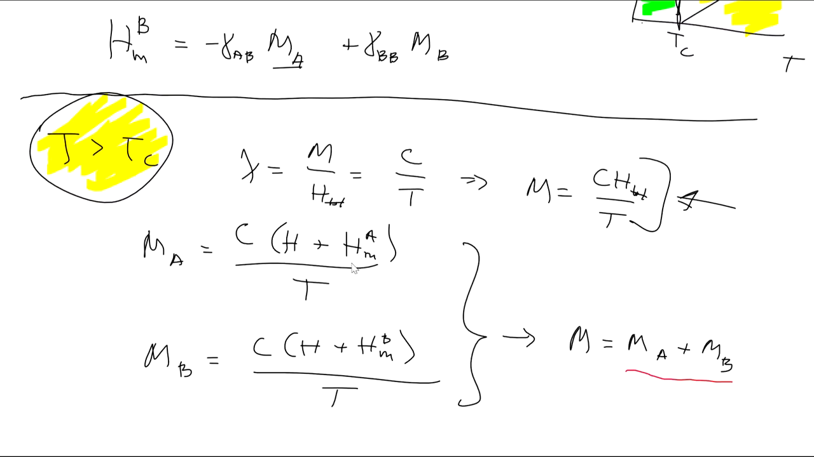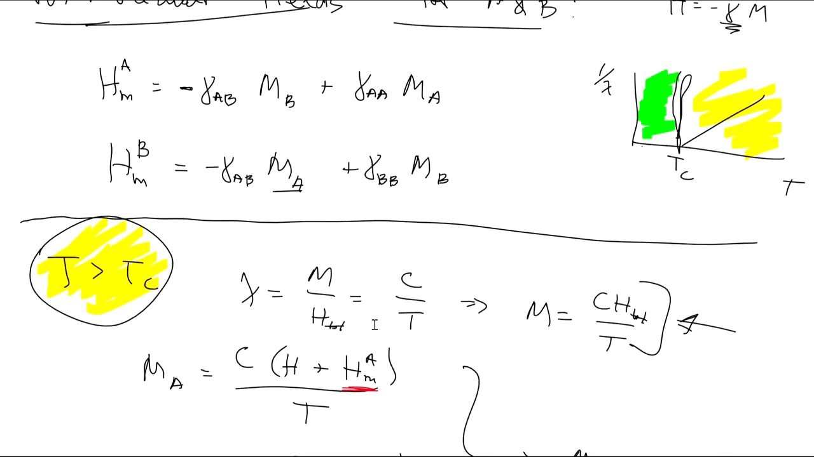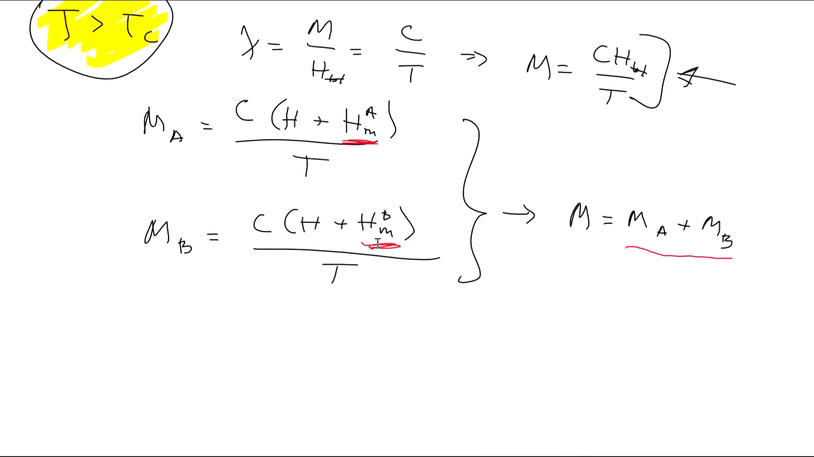And each of those molecular fields here can be substituted from these two equations. So we substitute them in this term and in this term. And once we substitute and equate it with this, we will get an equation to find magnetization. Oh, sorry, to find the susceptibility, this.